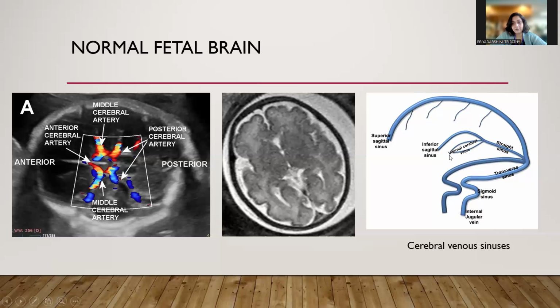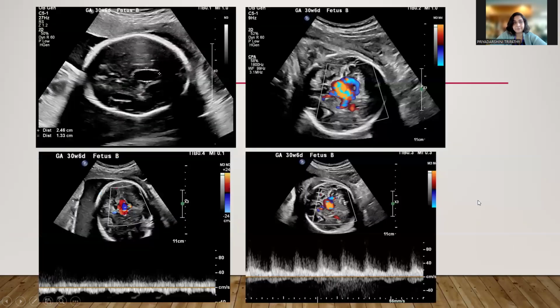Usually the vein of Galen malformation happens here, so that it puts a lot of backward pressure to the straight sinus, which becomes dilated, and then pressure to the transverse sinus and sigmoid sinus.